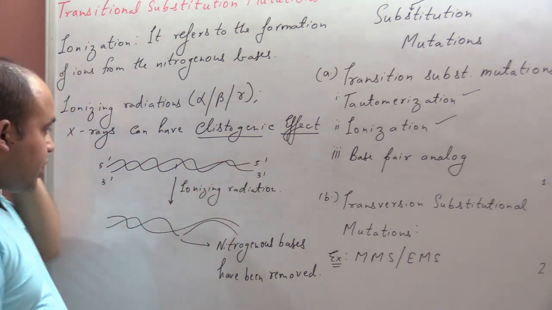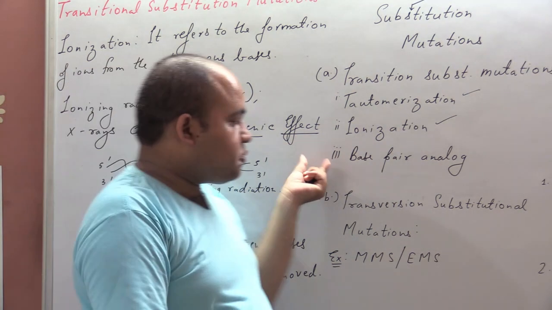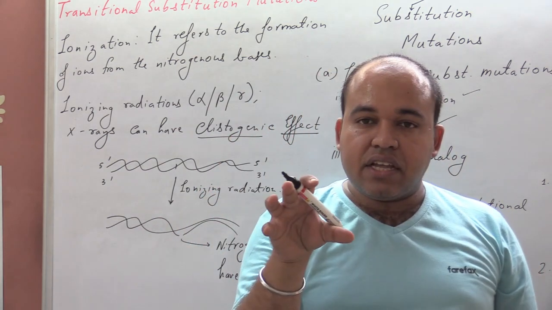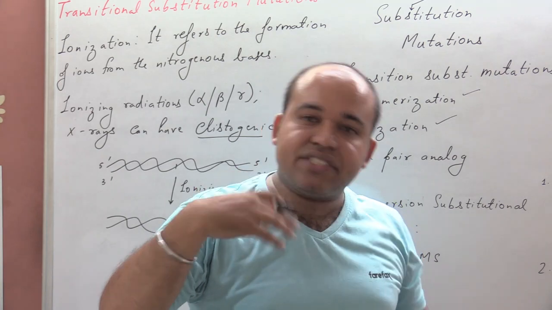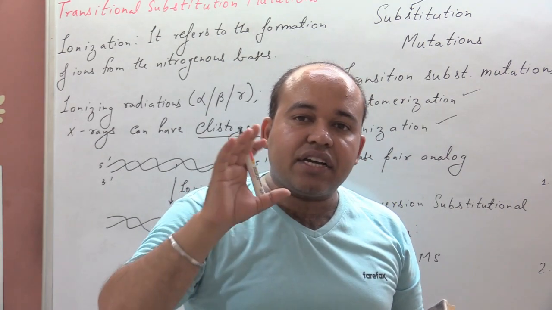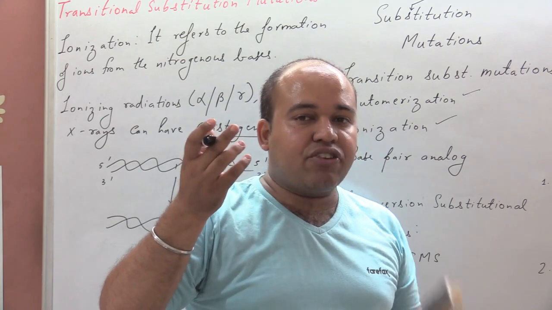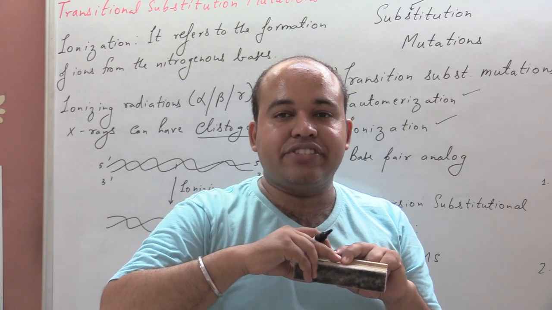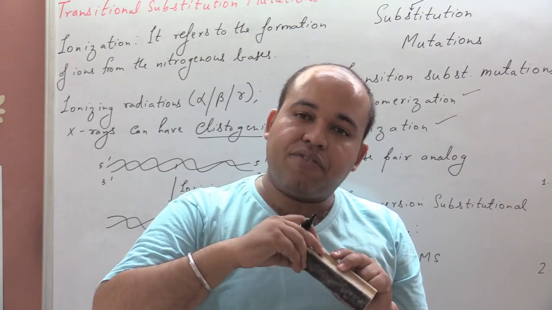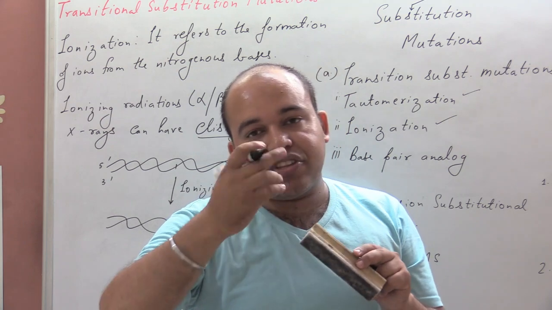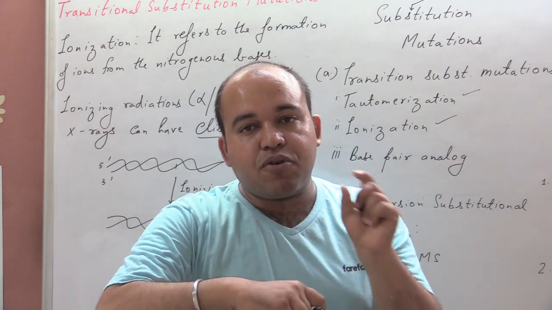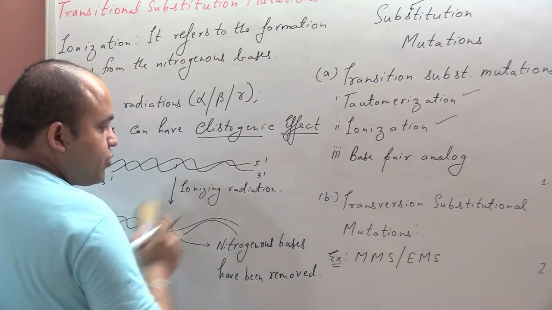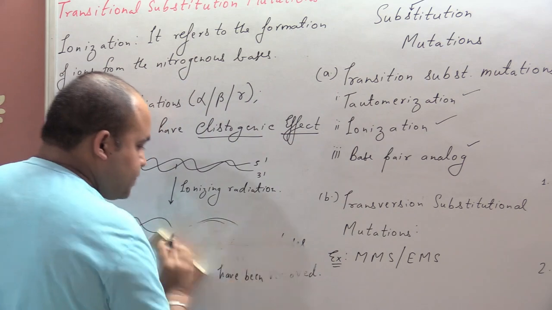Okay, the third one is referred to as base pair analog. What do you mean by base pair analog? Base pair analog means that there is a nitrogenous base and its analog is being used, another constituent which could replace the nitrogenous base and can cause mutations, then that is referred to as the base analog. For example, you must have heard about 5-bromouracil, which is the base analog of thymine. Okay, so next we are going to talk about the base analogs.